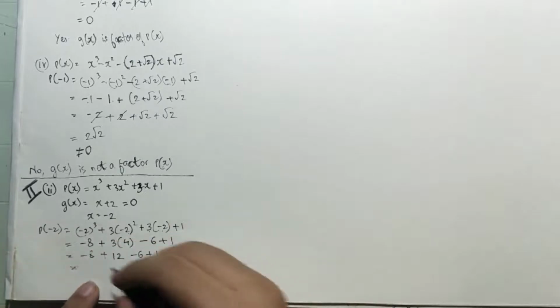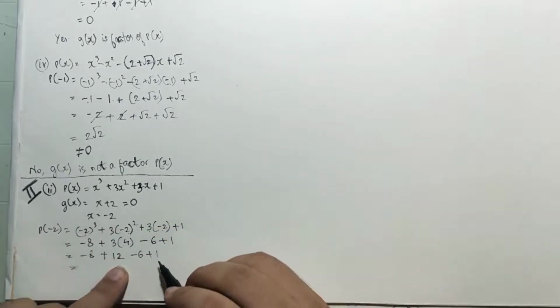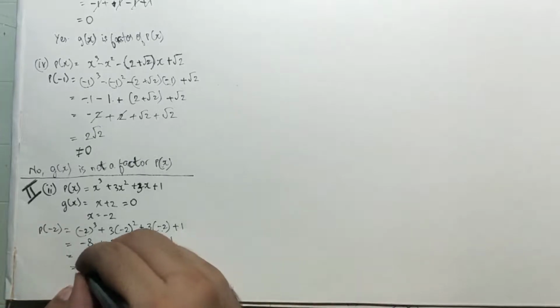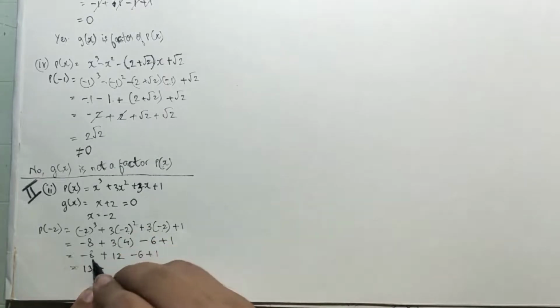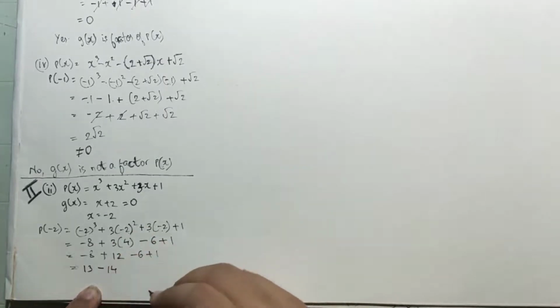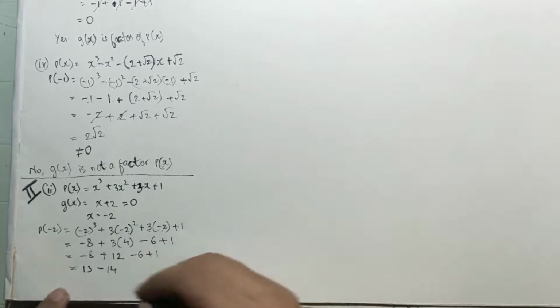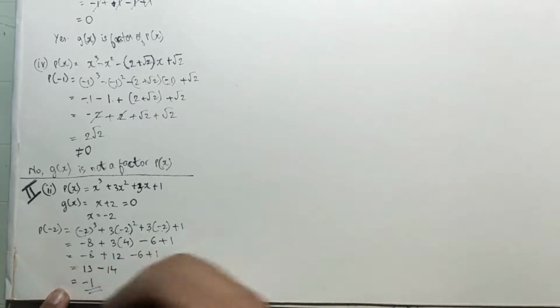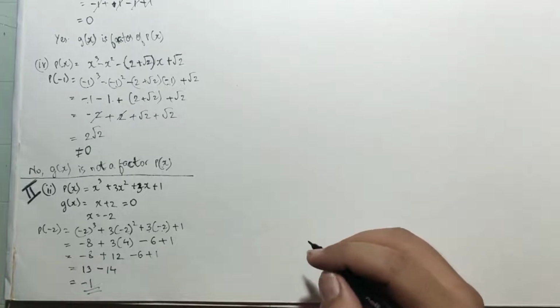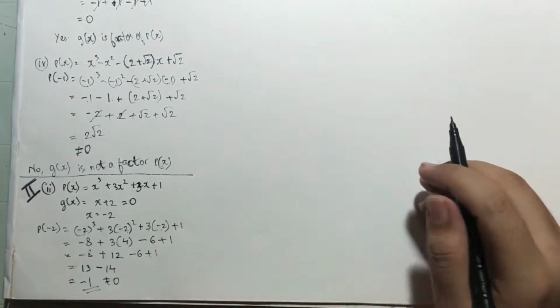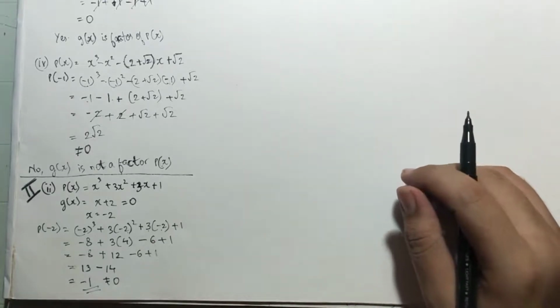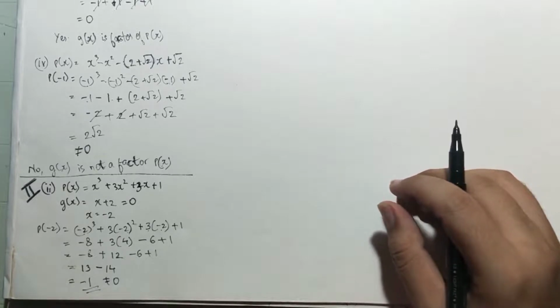To solve such types of questions, the easiest method is to first add those that are positive. So 12 plus 1 will be 13. And add those that are negative and keep a minus sign ahead. 8 and 6 add up to 14, both were negative, so I have kept minus 14 over here. The answer will be minus 1. As the answer is not 0, the final answer is g of x is not a factor of p of x. The remaining two questions, first and third, can be done by you from the second question.